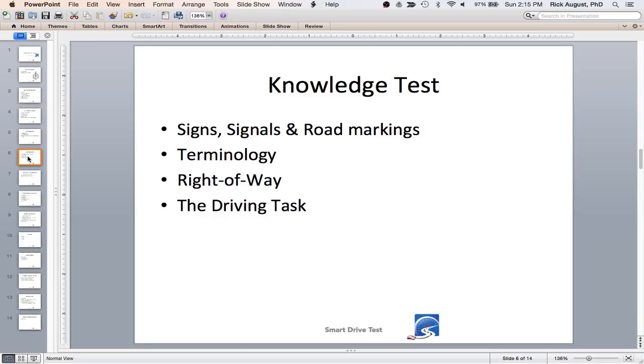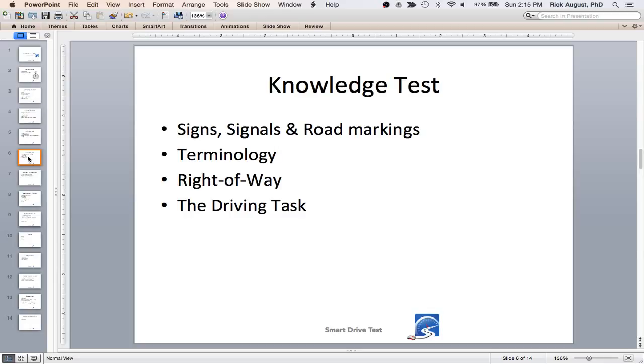Right of way is a big issue on a road test, and you need to know who has the right of way. Now, just in terms of right of way, one of my favorite sayings about right of way is: the right of way is never taken. The right of way is always given. Unless somebody gives you the right of way, you don't have the right of way, even if you legally have the right of way.